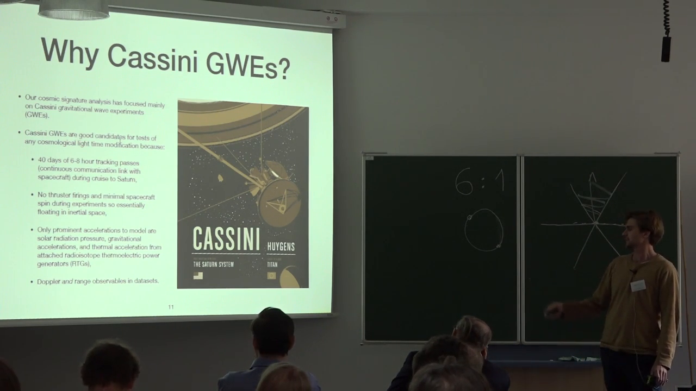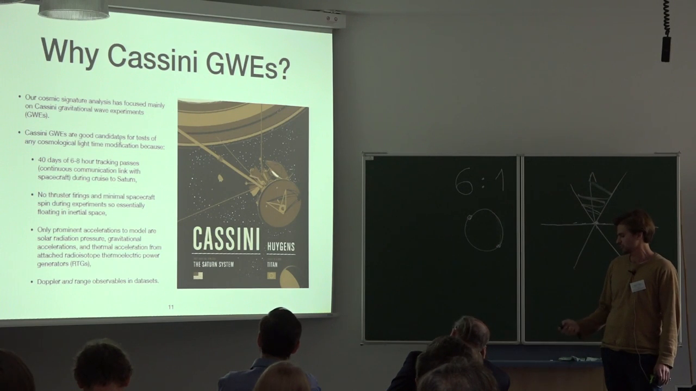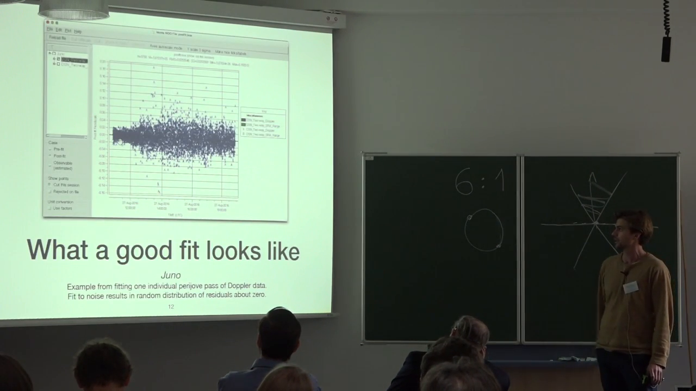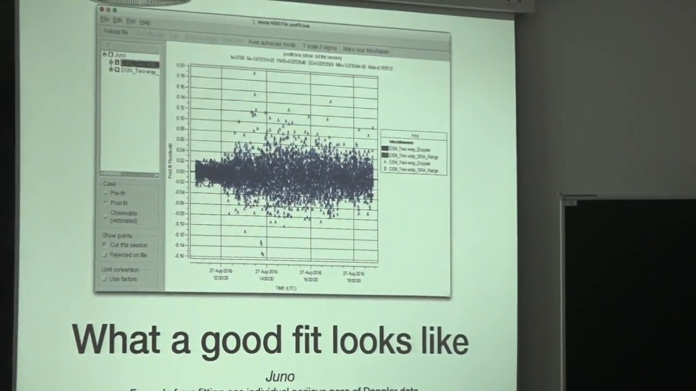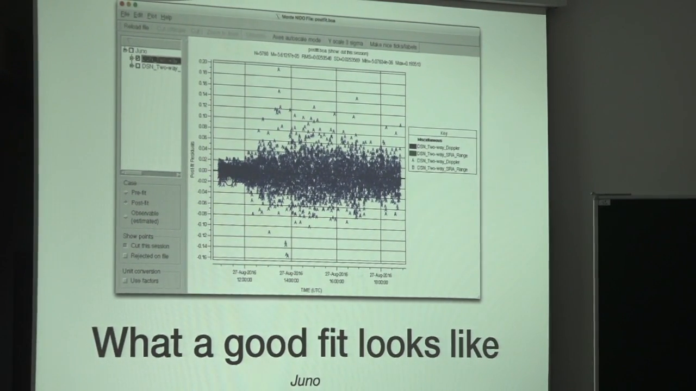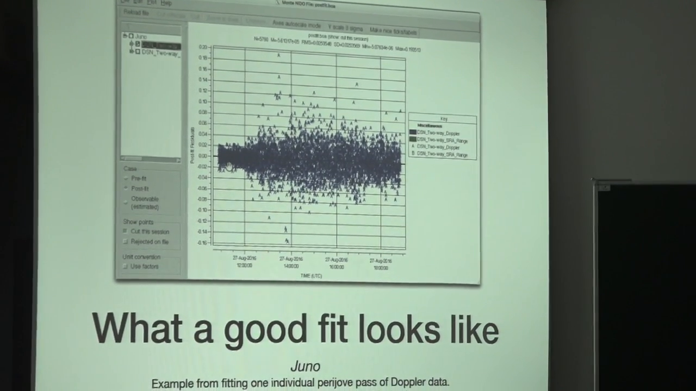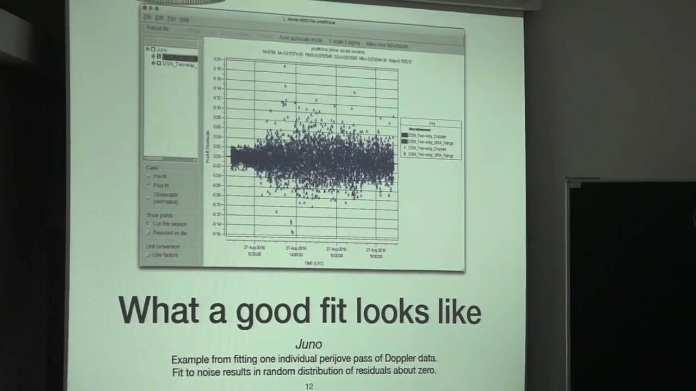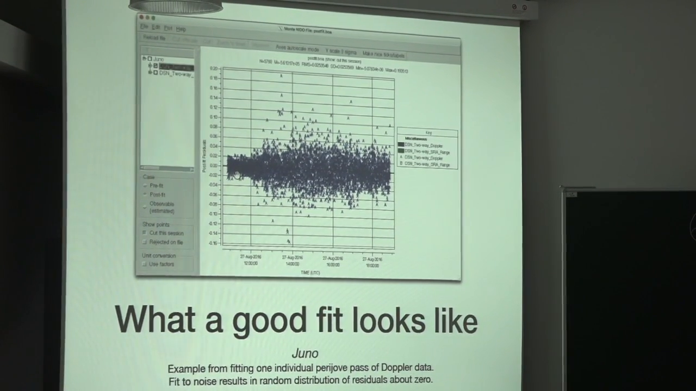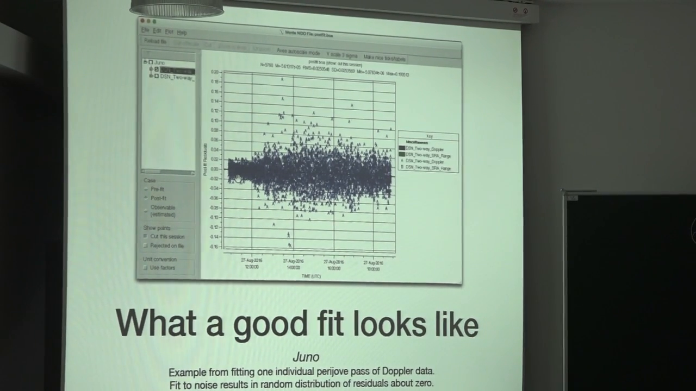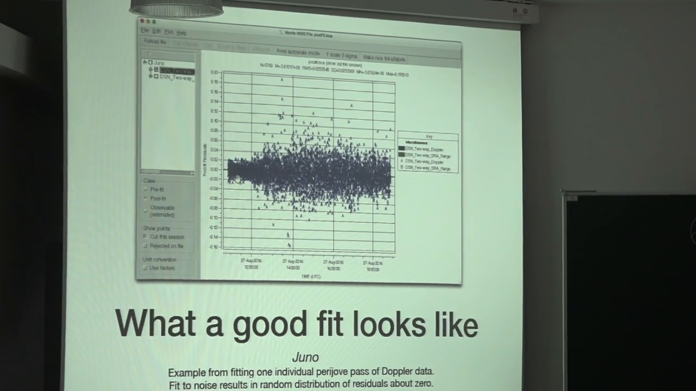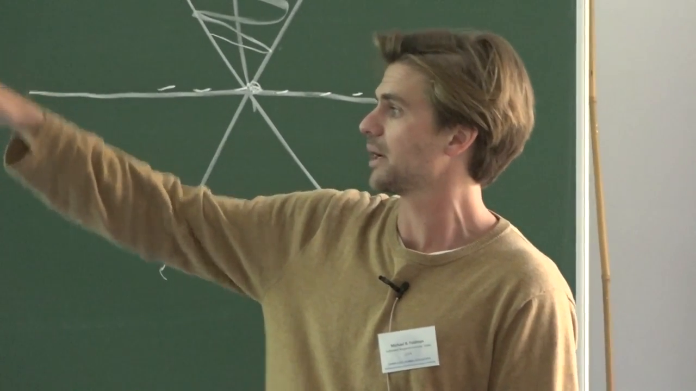On top of that, Cassini has Doppler and range observables, which is great because it's another data set to use. This is a plot of what Doppler residuals look like from Juno. This is what a good fit looks like, actually. So initially, you'll have the observable itself in the computed model. It'll be off, it'll be wrong. You feed it through the computer, and then the computer ends up saying, okay, what's the best way I can optimize the parameters that you're trying to fit for in order to minimize these residuals?